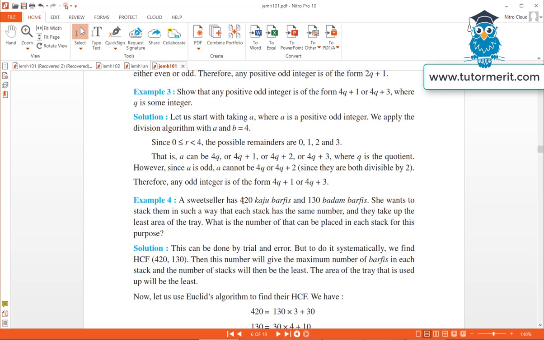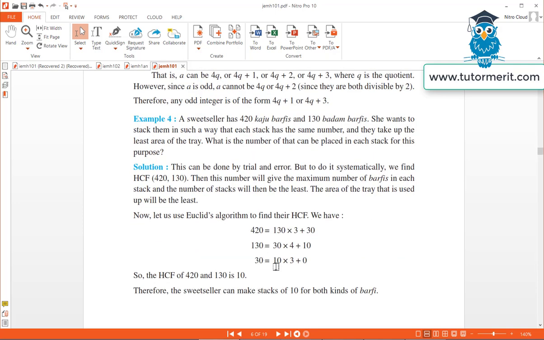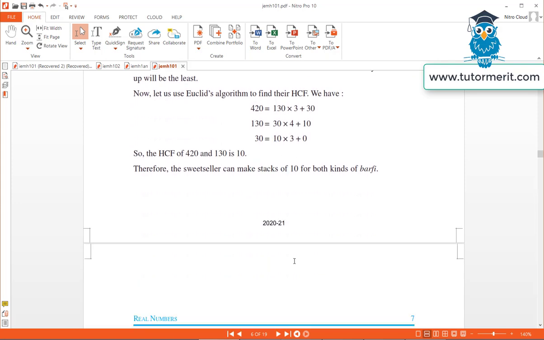So I have 420 Kaju Barfis and 130 Badam Barfis. Now I could put 1 each. So the number in the stack is going to be 1 and I can distribute them evenly. So that could be one solution. But here they are also saying that it takes up least area of the tray. So I have to find a common factor which divides both of them. And I want to find the highest common factor because I want to take the least area of the tray. So that is why I want to effectively find the HCF. For HCF, you will simply again take Euclid's method that I have told you. And here you will find that the HCF is 10. So you can try to do it yourself.